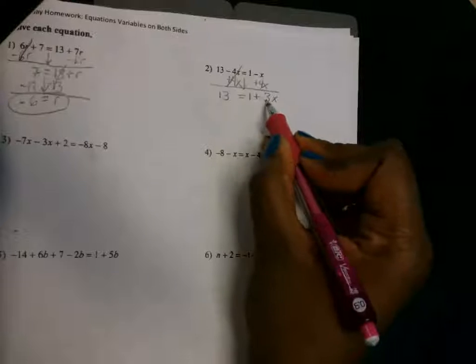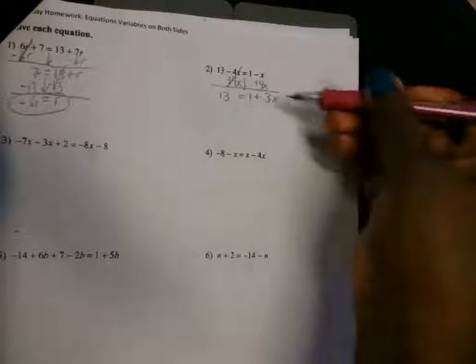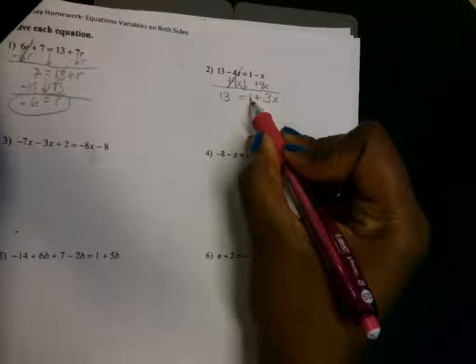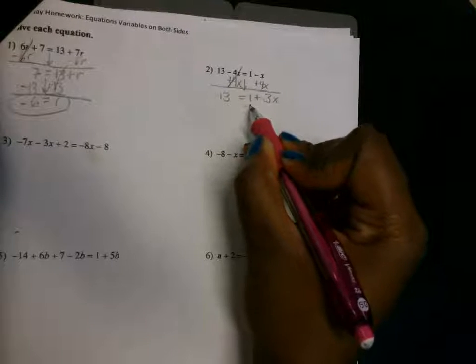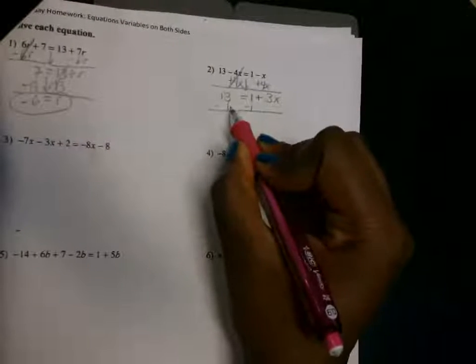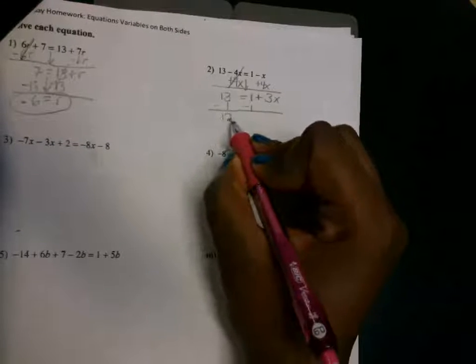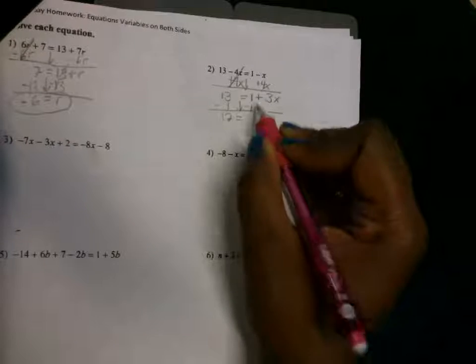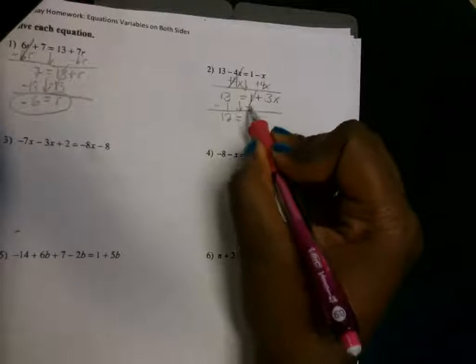Okay? Now to get x by itself, I got to get rid of these two numbers. Always get rid of the number that's not directly attached to the variable. So get rid of this positive 1 first by subtracting 1. When I subtract 13 minus 1, that gives me 12. Bring down the equal. 1 minus 1 is 0, and I'm left with 3x.